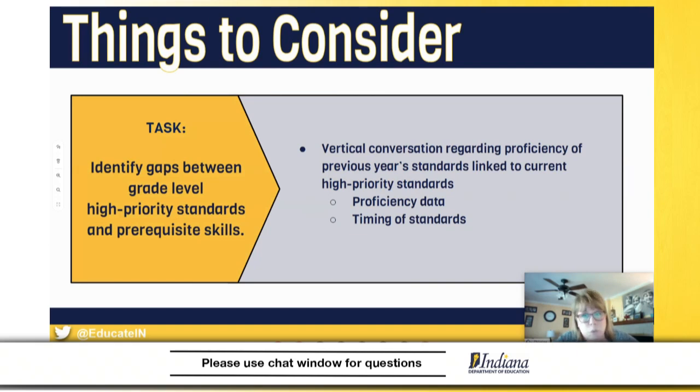So during this work time, this is again when those vertical conversations need to come into play. This is, I will admit, the most time-consuming step, but it is the most critical. We need to consider the learning targets of each standard and have conversations about where we need to go with that. So the frameworks are going to be extremely useful when you get to this step.